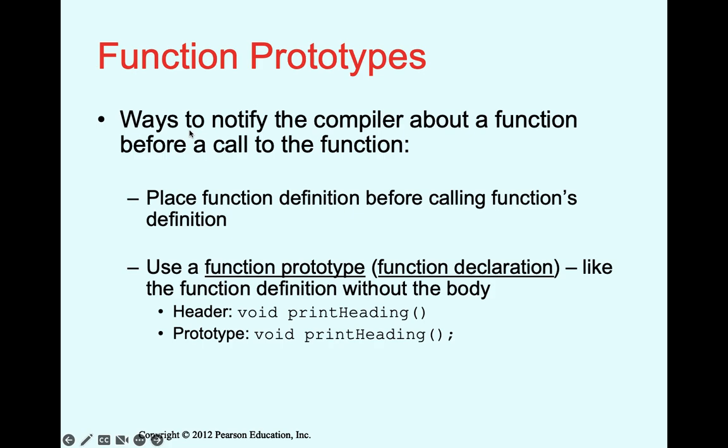Let's talk about function prototype. A function prototype is a way to declare the function before writing it in detail. We want to notify the compiler about the function before we call it. So how do you write the function prototype? You just copy the function header and put a semicolon. This is the function prototype.